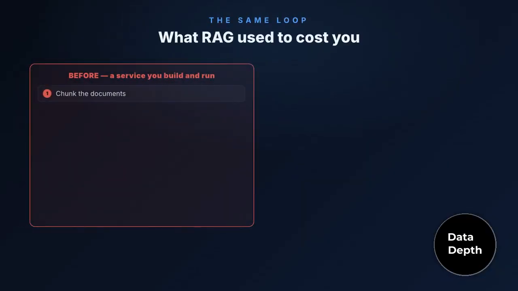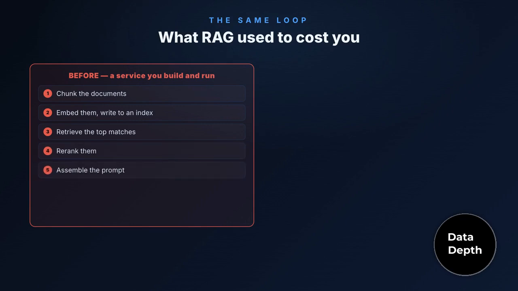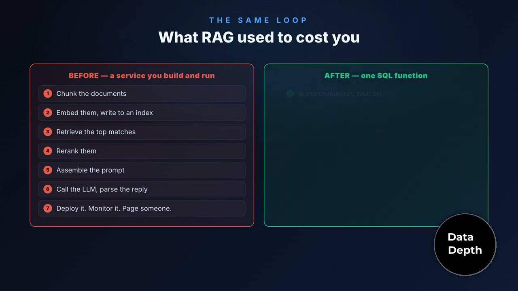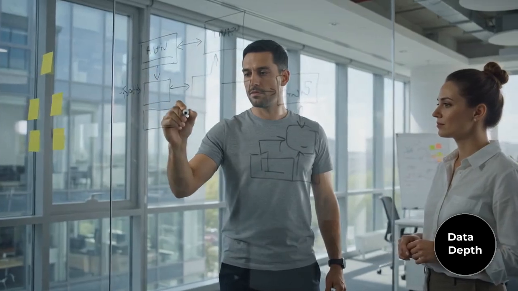And until last week, getting your data in front of the model was a build. Look at the left side. You chunk the documents. You embed them and write them to an index. You retrieve the top matches. You re-rank them, because raw similarity is not the same thing as relevance. You assemble a prompt. You call the model and parse what comes back. And then you deploy that entire thing as a service, monitor it, and put a human on call for it. On the right is what replaced all of that. Same loop. One line.